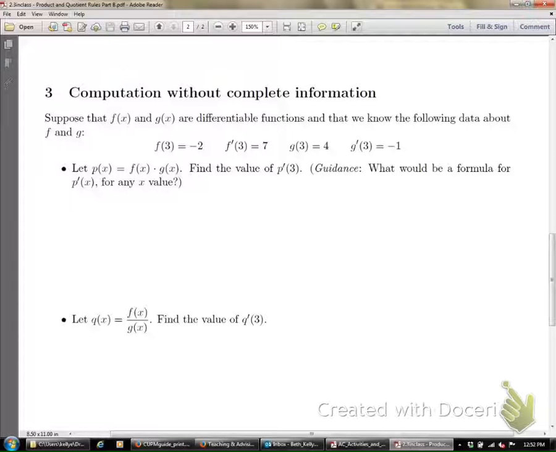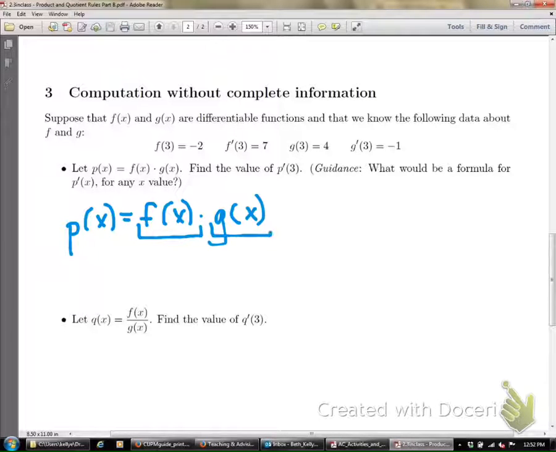Okay, so if I want to compute p prime of 3, first I need to figure out what p prime of x is. So I write down that p of x equals f of x times g of x. And then I realize, well, p of x is a product. It's f of x times g of x, so I can use the product rule in order to find the derivative. So let me do that.